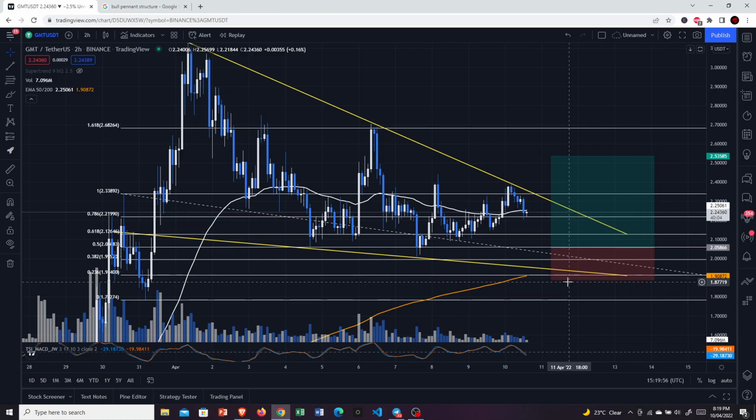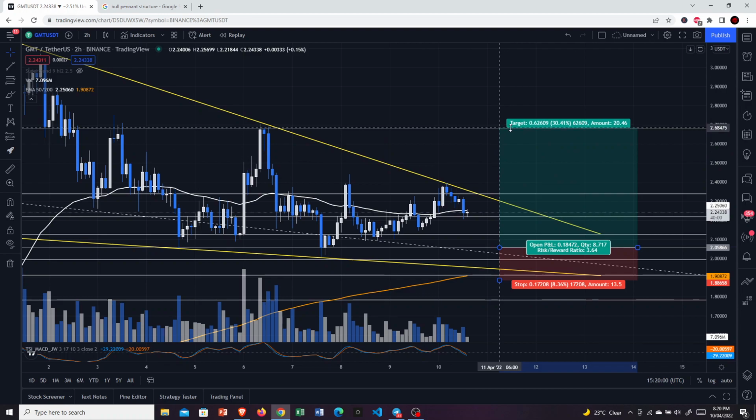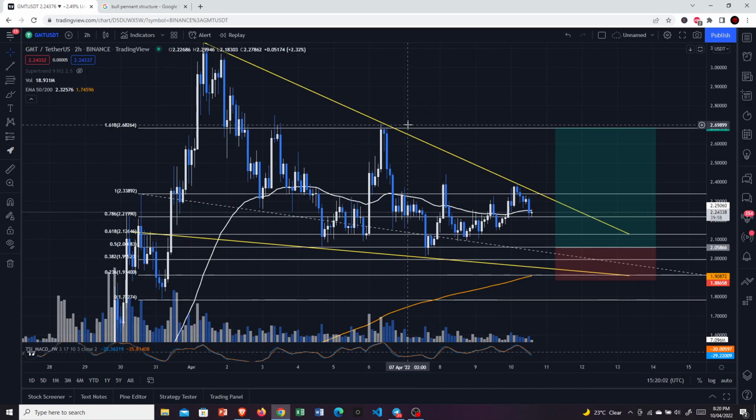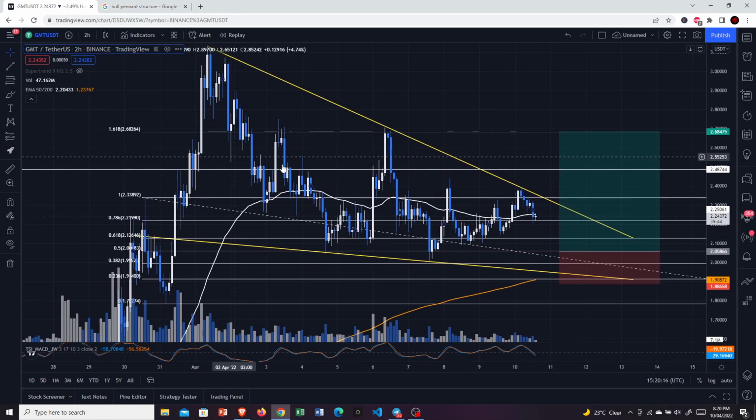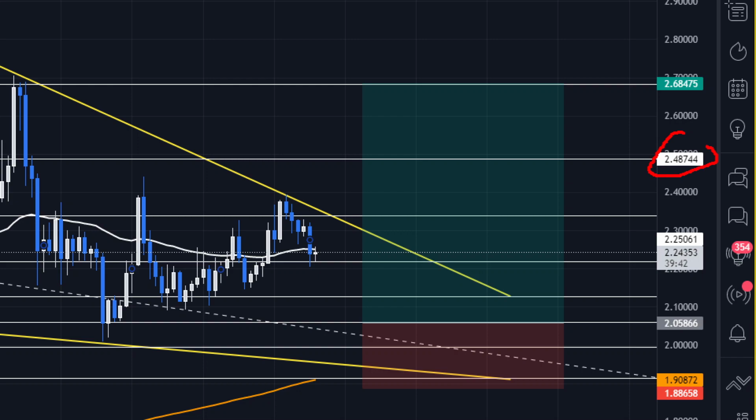But make sure we get a 4-hour candle close, and the target to the upside we can have over here like this. Okay, so this is a zone of resistance over here, and for the first target to the upside, I'll just mark this point over here. This is a resistance zone. So the first target to the upside for GMT is going to be $2.48.